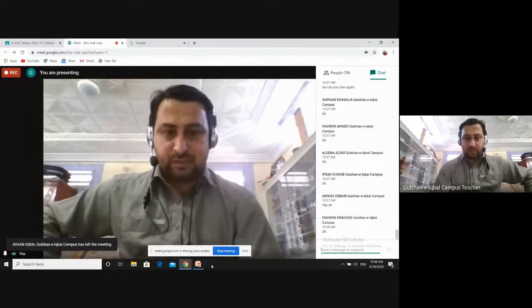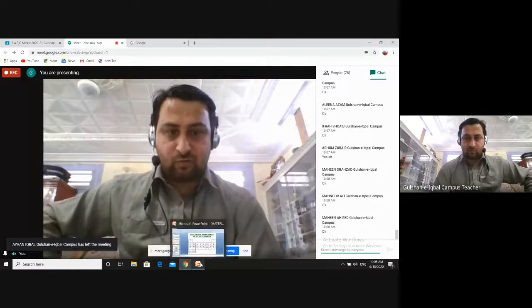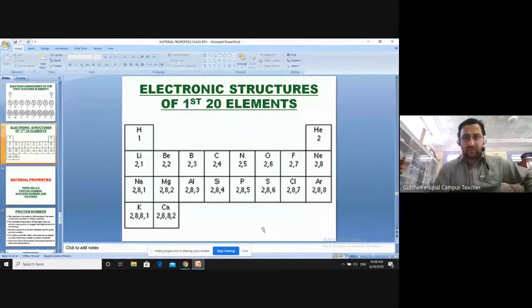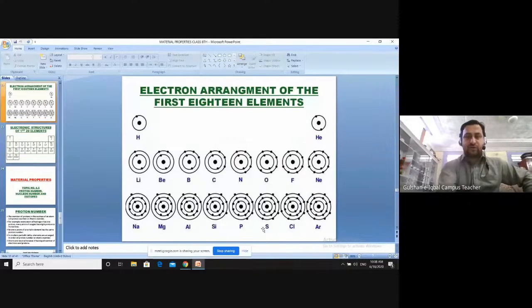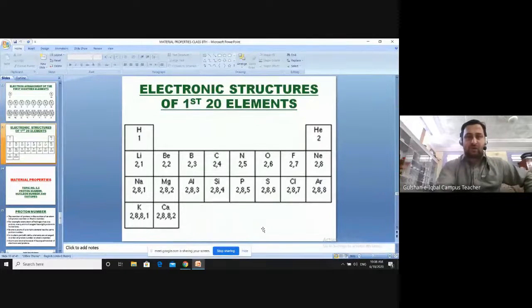Okay, let's see it again. If someone wants to see it, you can see it again. You have to write down from 1 to 20 the structures like this. And in the previous one you have to draw the structures like this. So from 11 to 20 you have to draw the structures, and from 1 to 20 you have to write the structures. These are two different things.